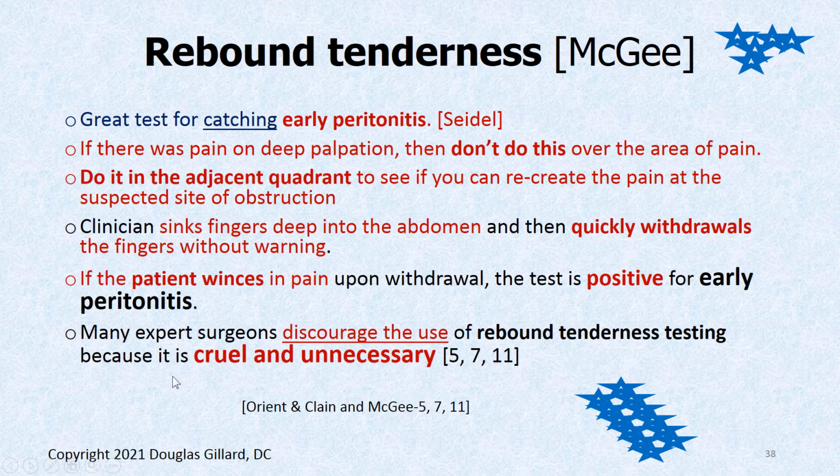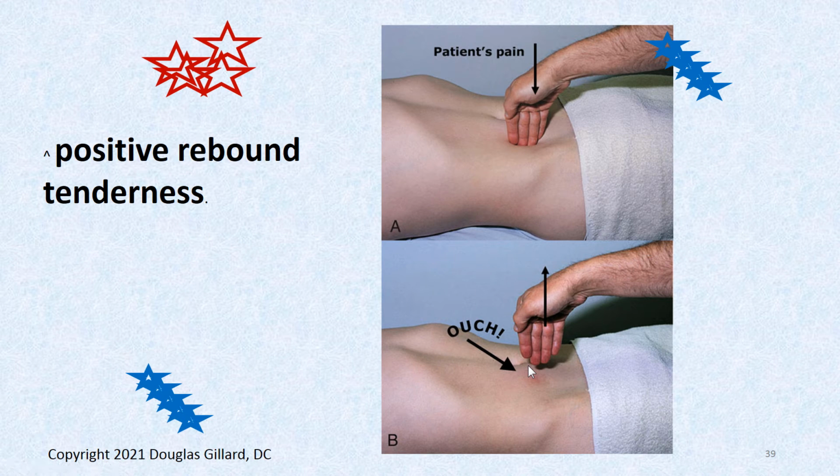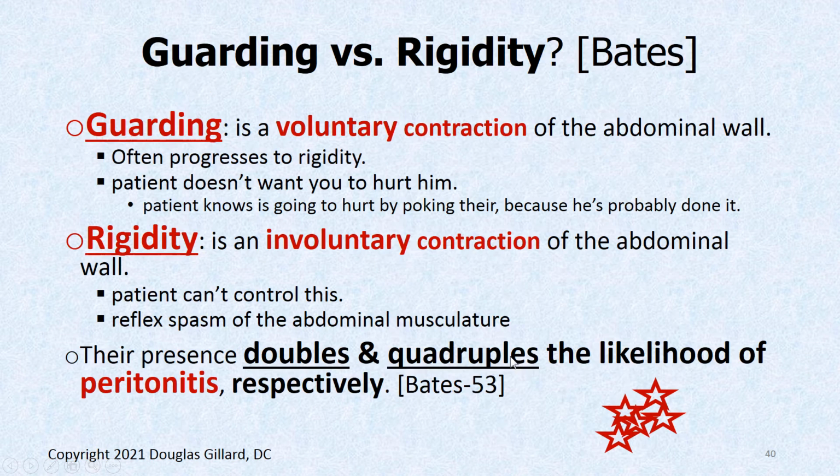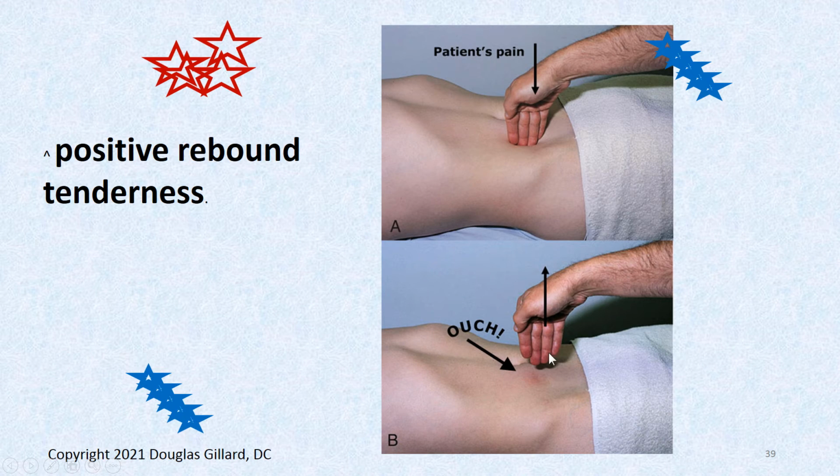We said this in lab, many experts discourage rebound tenderness anymore because it's cruel and unusual, because we can figure this out with other tools, but nevertheless you could still be tested on it. So this patient has pain in the left lower quadrant upon deep palpation, and to see if there's peritonitis, you can push into the right lower quadrant and then unexpectedly withdraw your hands quickly, and if they have pain, it should be in the left lower quadrant. That's a positive rebound test.